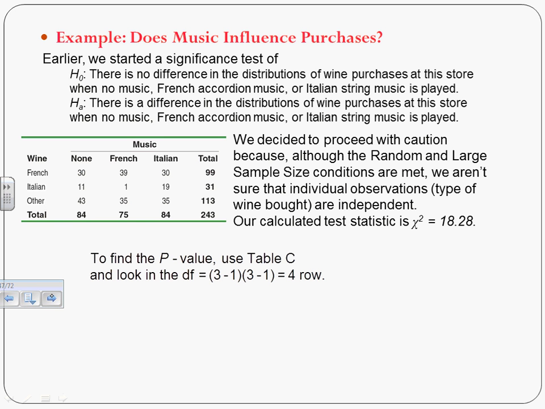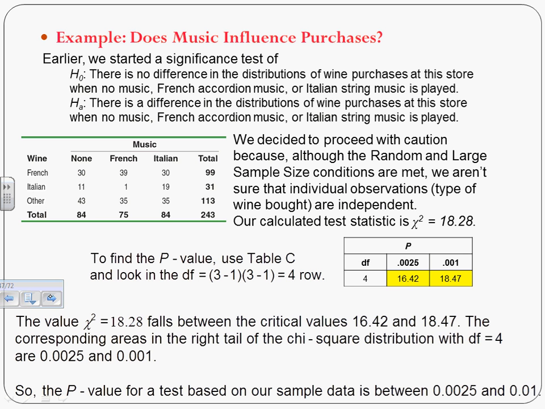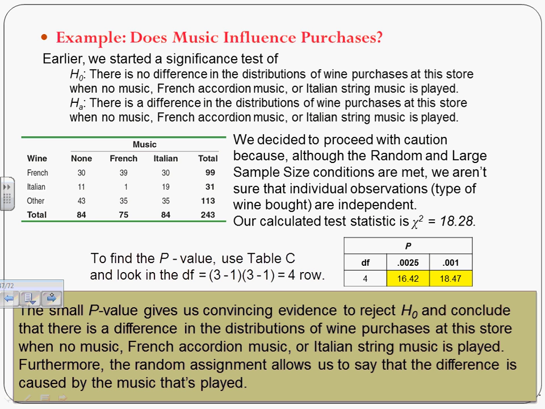So do your degrees of freedom. So you have 3 minus 1 times 3 minus 1. So your degrees of freedom are 4. So it's going to be somewhere between 0.0025 and 0.001. So the small p-value gives us convincing evidence to reject the null and conclude that there is a difference in the distributions of wine purchases at this store when no music, French accordion music, or Italian music is played. Furthermore, the random assignment allows us to say that the difference is caused by the music that's played. That's pretty cool.